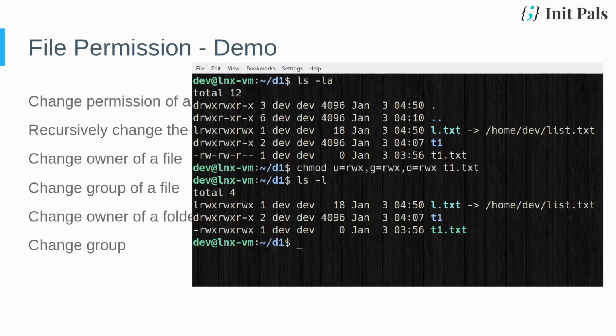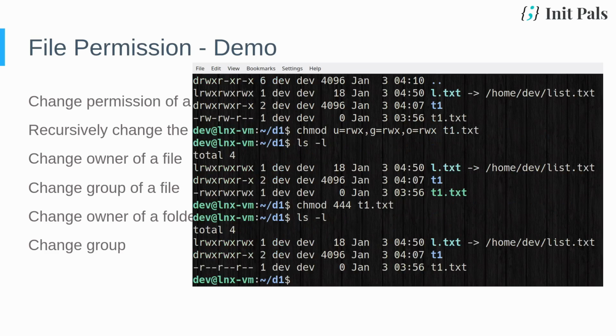To change the permission through numeric mode, the command is chmod, and let me provide a read permission for everyone, 444, and t1.txt. Let's see the output now. The permission has changed from the full permission to read permission for the user, the read permission for the other users in the same group, and again the read permission for everyone.